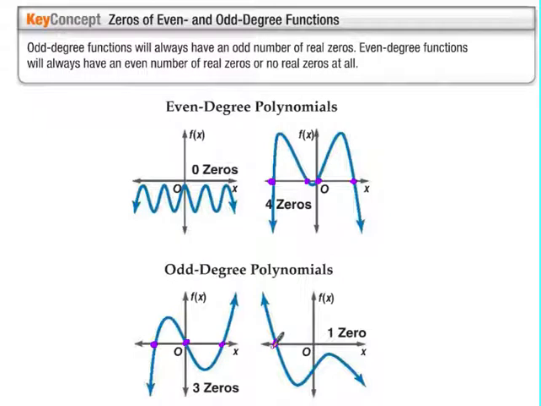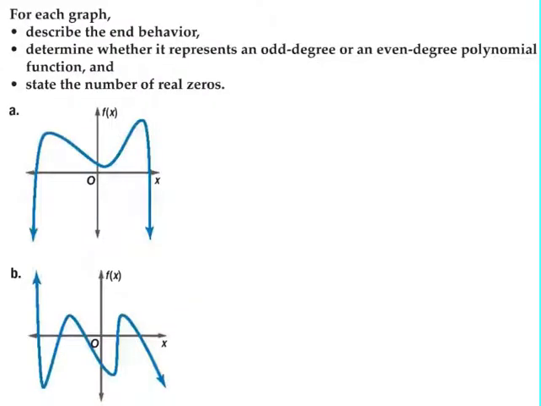Okay, so odd degree is always going to have an odd number of zeros. Even is always going to have an even number or none. Okay, so this is what your homework's going to be like. You're going to describe the end behavior for each graph, determine whether it represents an odd degree or an even degree, and then state the number of real zeros.